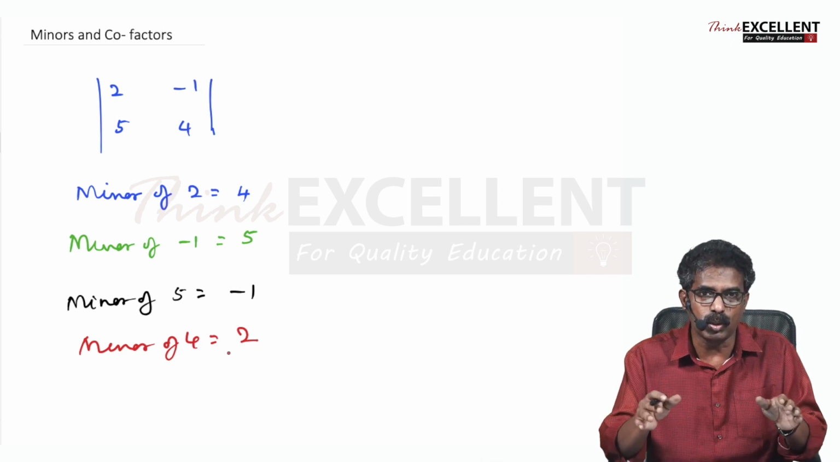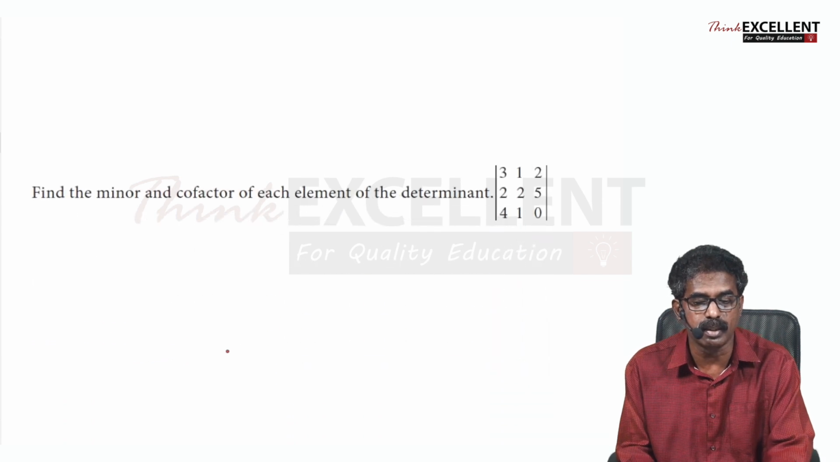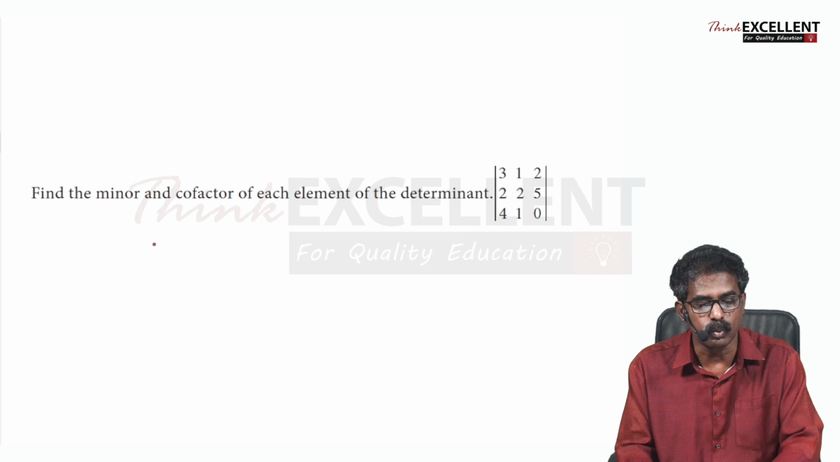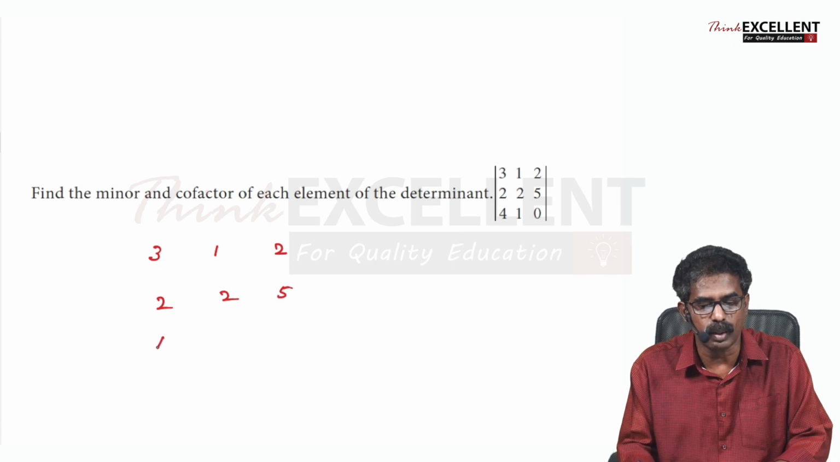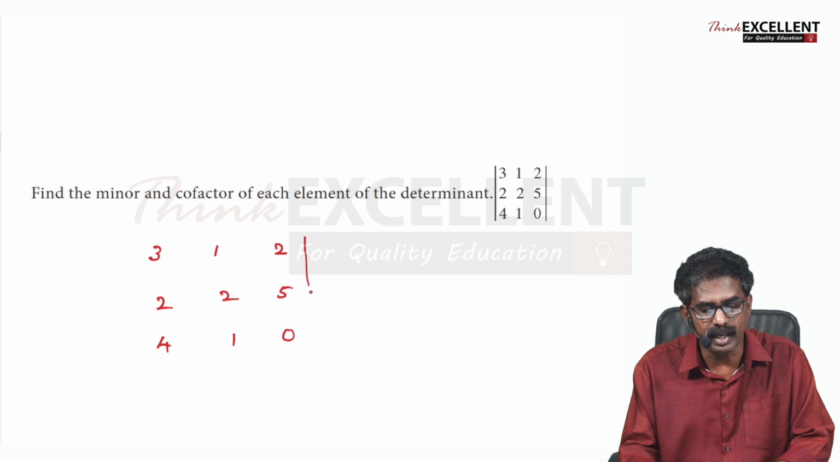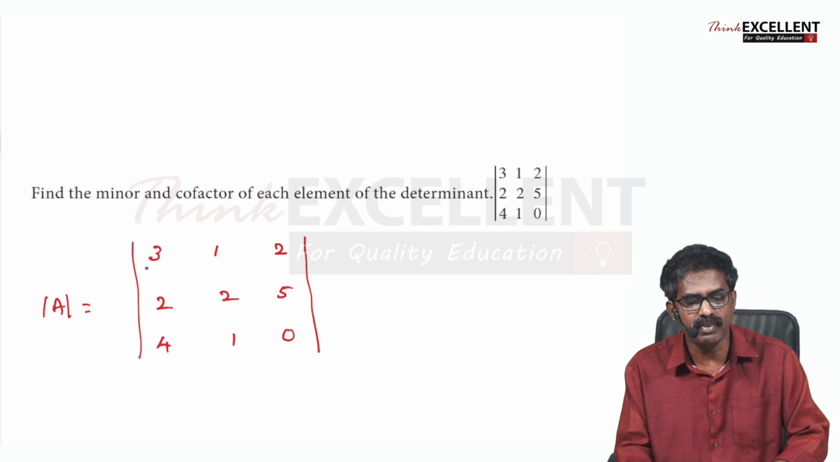Leave that particular row and column. Suppose a 3 by 3 determinant is given, say with rows 3, 1, 2; 2, 2, 5; and 4, 1, 0. So this is determinant A. I want to find the minor of 3.